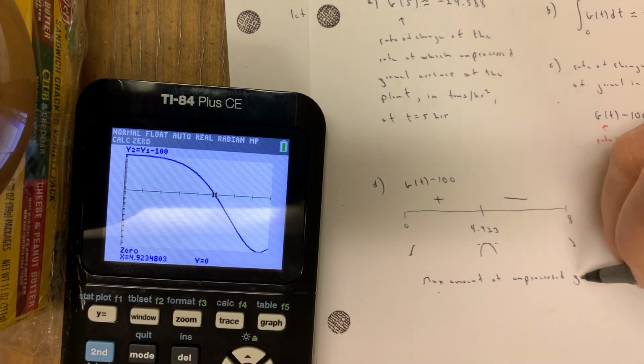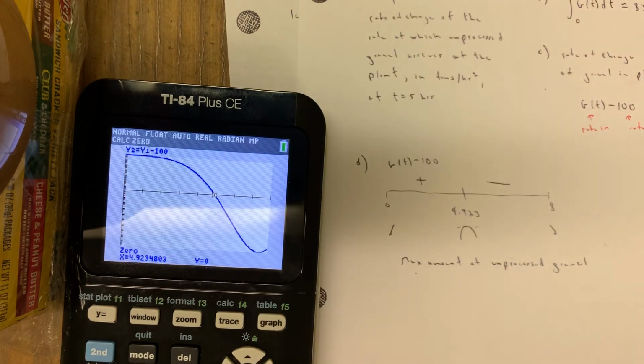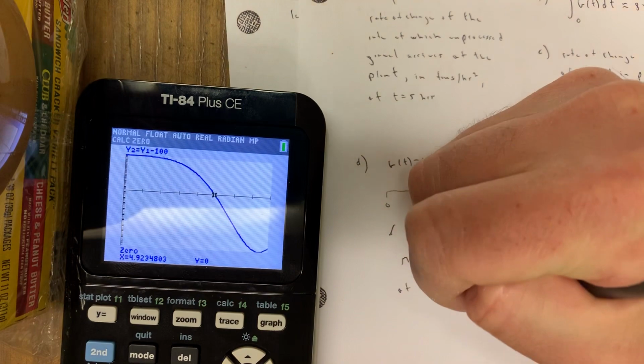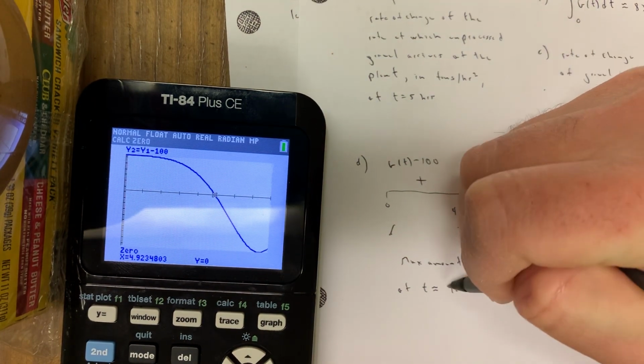Why couldn't they just talk about gravel entering and leaving? Why do they have to talk about it being processed? So I have to write this word that I can't spell 100 times over and over again. Max amount of unprocessed gravel, we'll say at T is approximately 4.923. Don't forget about those units.